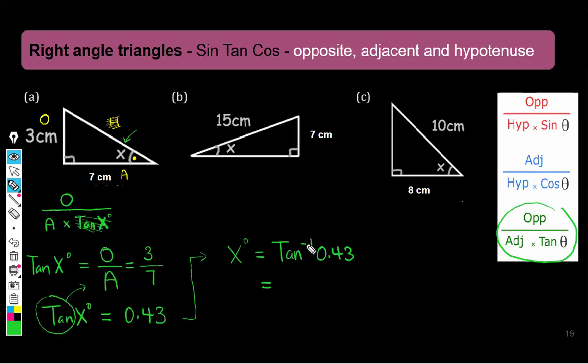Type in tan inverse 0.43. You see how the question forced you to throw across the tan at the end of the question? Because remember, you want to solve for x. So press your second function button or shift button to get the inverse of tan and then press 0.43. I am getting 23.27 degrees. Because x is an angle, your final answer has to be in degrees.